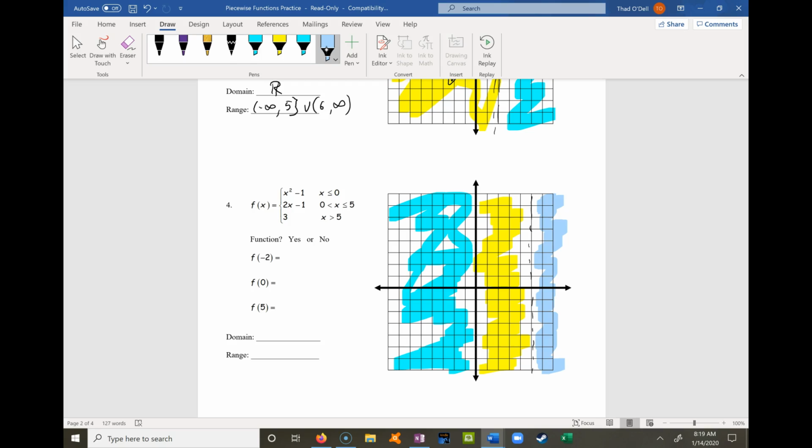Let's fill in some values here. F of -2, that would mean I'm using x is less than 0, so I put it in there. That'd be 4 minus 1 is 3. F of 0, that would still be in that category, so that'd be -1. And f of 5, that would be right in the middle one, so that'd be 2 times 5 is 10, minus 1 is 9.